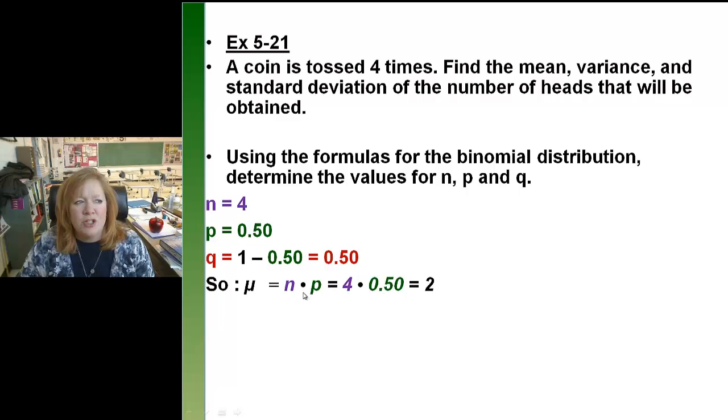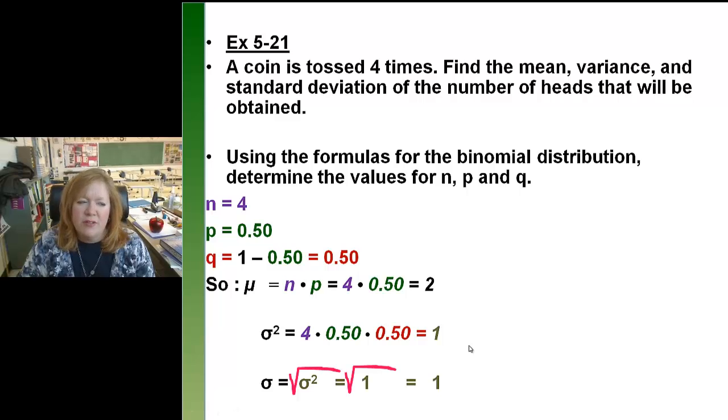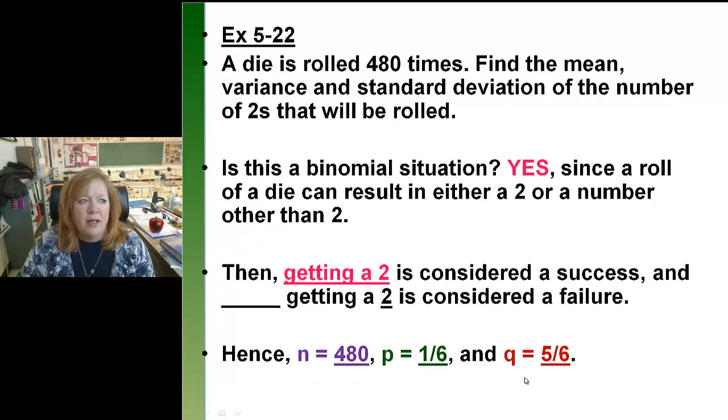And then you just plug and chug. n times p is the mean, so it's just 4 times 0.5, which is 2, which is what you would expect it to be. Next is the variance. So n times p times q equals 1. The square root of 1 is 1, so that's going to be our standard deviation. So there's your mean, which is 2, variance is 1, and standard deviation is 1.